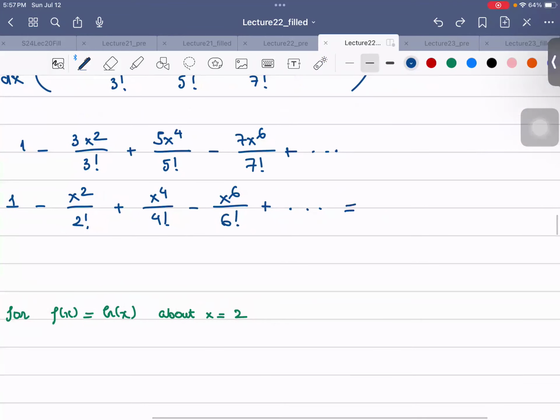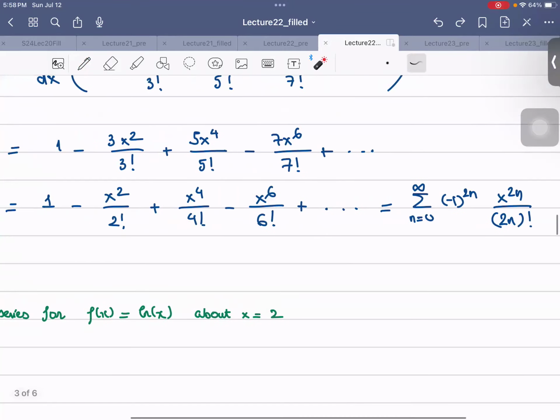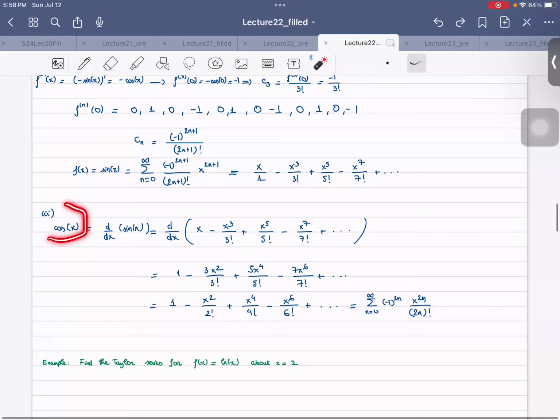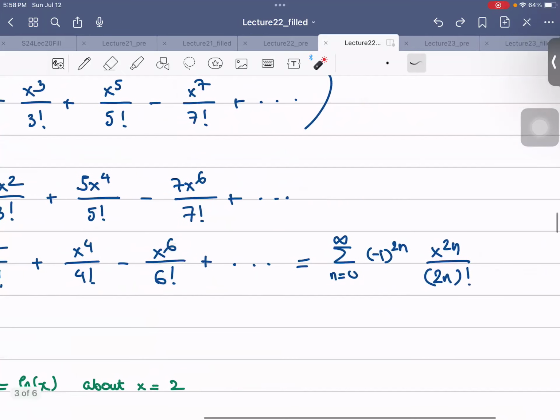And if you want to write out this thing in a more general way, you can have n starting from 0 of negative 1 to the n, x to the 2n divided by 2n factorial. Because you see that, opposite to the sine function, the power series of the cosine function just has the even terms, like 2, 4, 6. So I have 2n factorial. Okay.